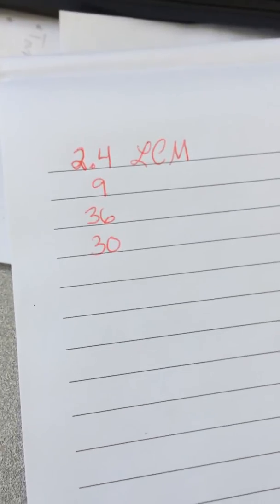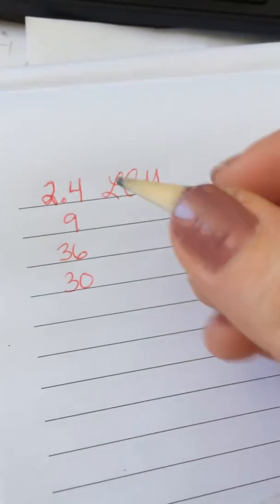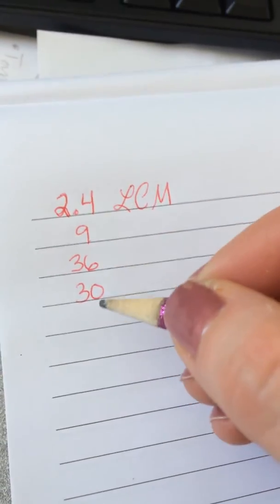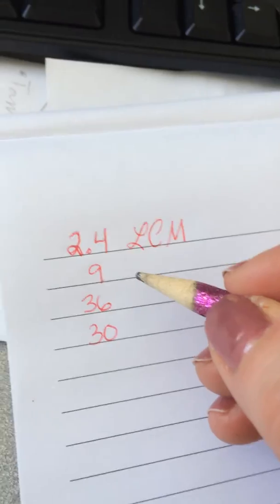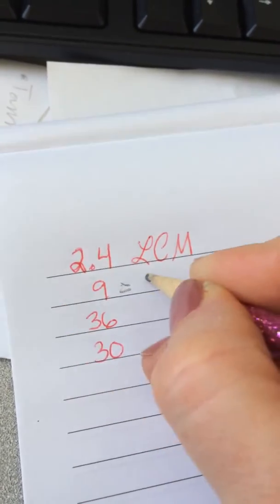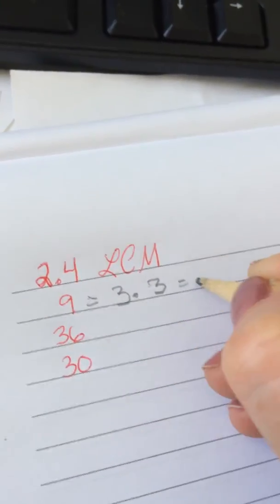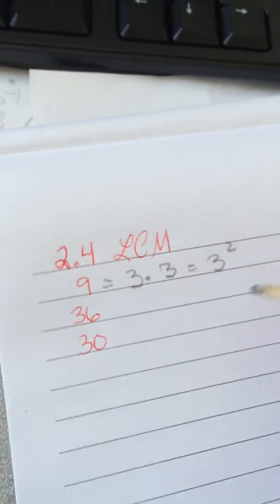If you want to find the least common multiple, there are two different ways. One way is to take each of these numbers and basically do prime factorization. So 9 is 3 times 3, which is 3 squared.